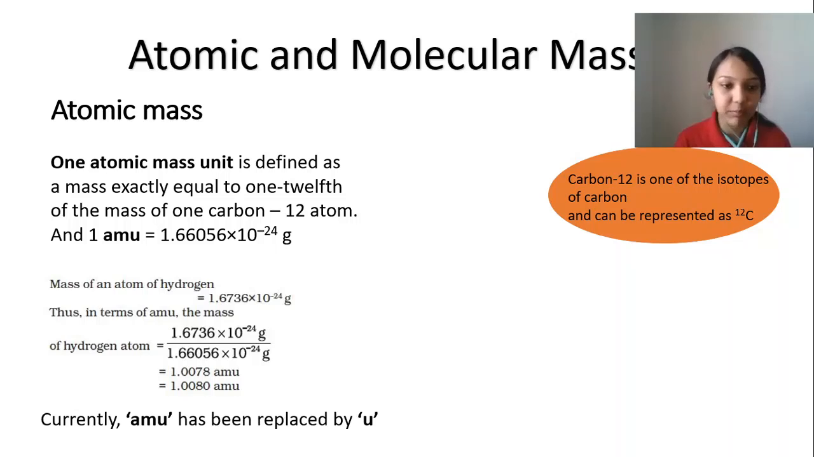For example, the mass of a hydrogen atom is 1.67 × 10^-24 gram. So when you have to convert it into AMU, you take the mass of the hydrogen atom, that is 1.67 × 10^-24 gram, and divide it by 1 AMU, that is 1.66 × 10^-24 gram. The resulting answer will be the mass of the hydrogen atom in AMU units, but at present AMU has been replaced by u.